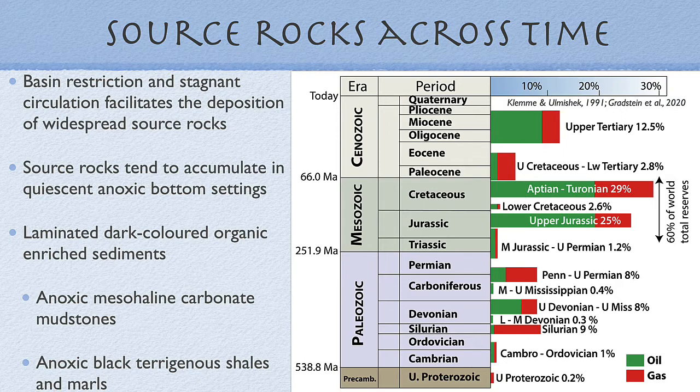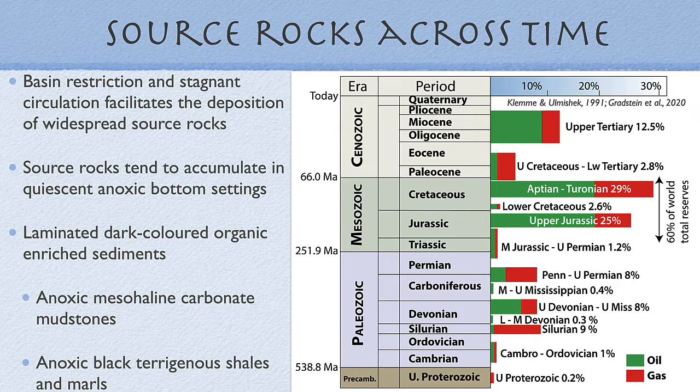And we can see that there are 6 major intervals where source rocks have produced significant volumes of hydrocarbons, and together those 6 constitute the source for more than 90% of the world's discovered reserves of oil and gas. Those 6 periods, starting from the base of the column, are the Silurian, which generated about 9% of the world's reserves, the Upper Devonian, about 8%, the Pennsylvanian to Lower Permian, about 8%, the Upper Jurassic, about 25%, the Middle Cretaceous, some 29%, and the Oligocene to Miocene, producing some 13% of the world's reserves.